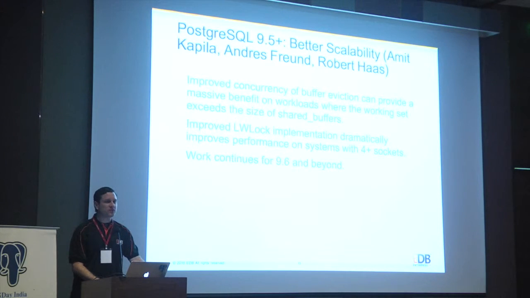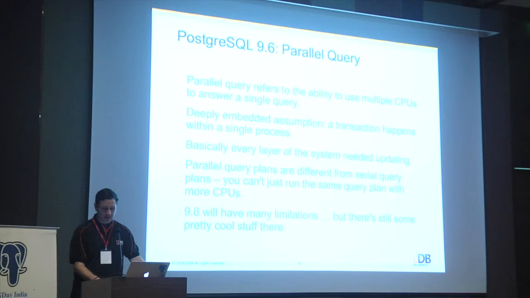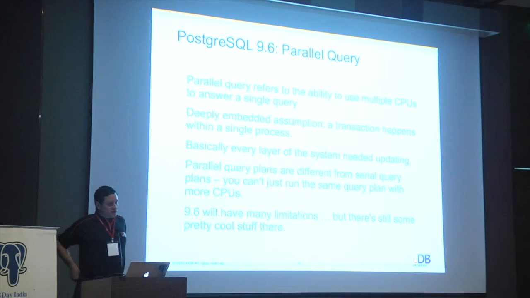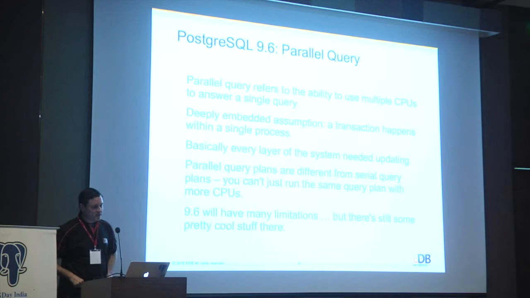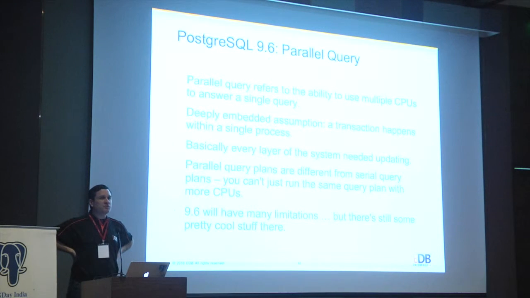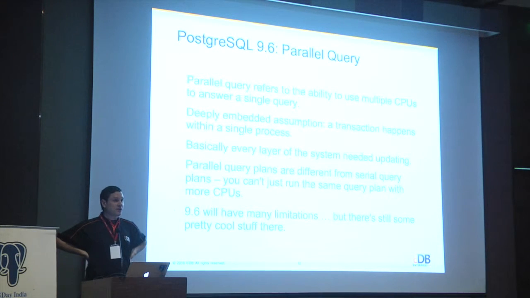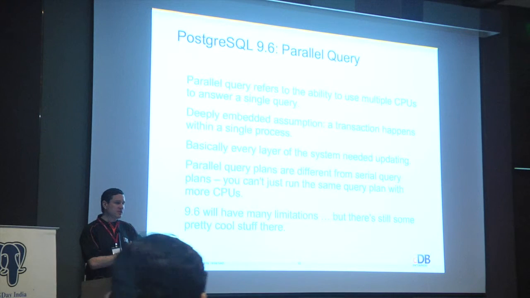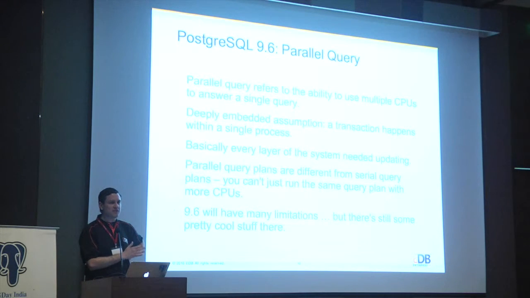So with that transition, such as it was, I want to talk a little bit about what's coming in 9.6. And probably many of you will not be too surprised to find that parallel query is at the head of my personal list of things that's coming in 9.6. This is a project that I've been working on with Amit and others for about 3 years now. And it refers to the ability to use multiple CPUs to answer a single query, which is something that we could never do before.